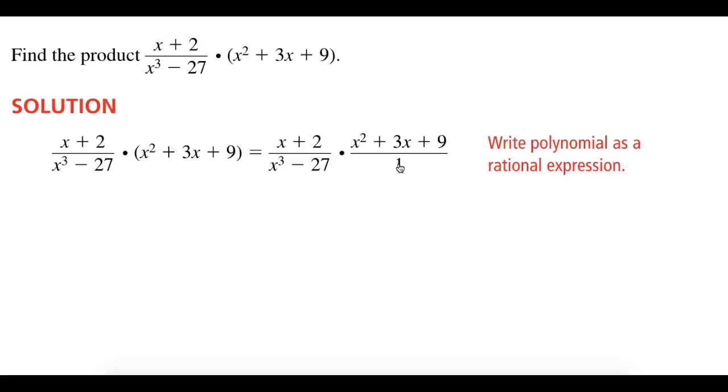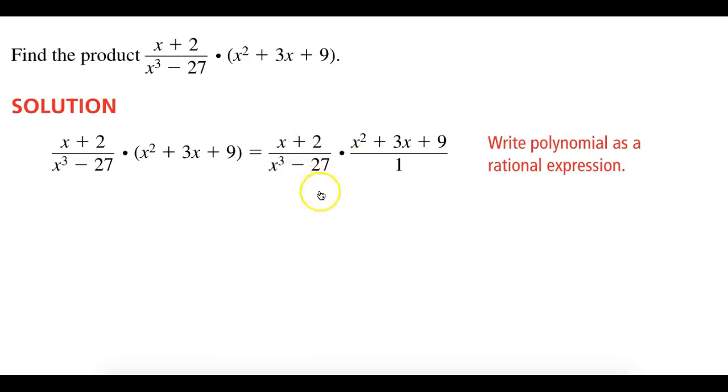So the next step is we're going to see what we can do about trying to factor things. If we look at x squared plus 3x plus 9, well, first, x plus 2 we can't factor. X squared plus 3x plus 9, I don't think we can factor that. That's an expression that we can't factor into two integer binomials.